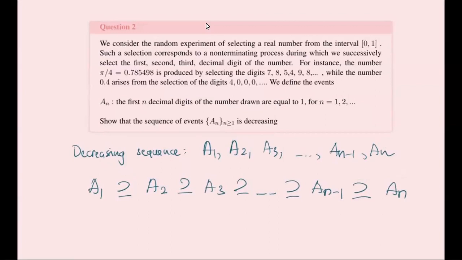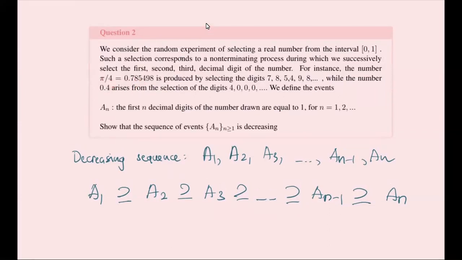And they're giving you here the definition for An. For example, like this number pi over 4 is produced by selecting this digit 7 and selecting 8, selecting 5, something like that. Similarly, like 0.4 is from selecting 4, 0, 0, 0, 0, everything else is 0. So we have the event An is when the first n decimal digits are equal to 1.